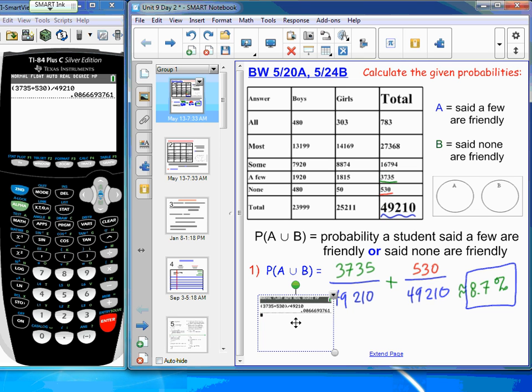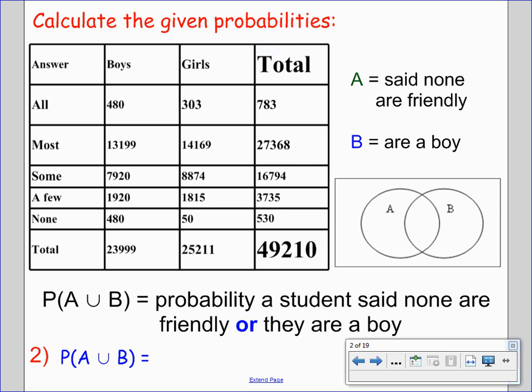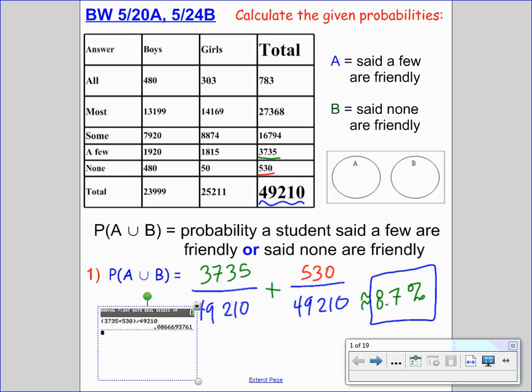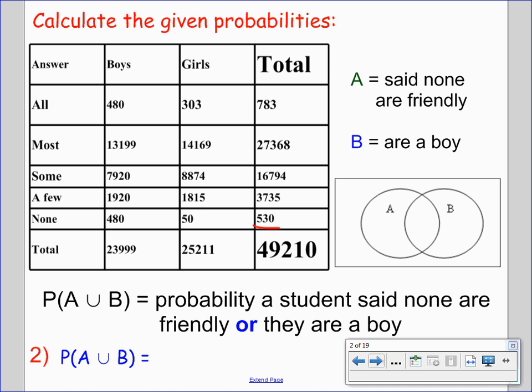All right. So what happens if my events are not mutually exclusive? We can refer to that as overlapping, informally. And so consider the second problem. That is the probability that a student said none are friendly or they are a boy. How are these events not mutually exclusive? How are they overlapping? Well, we still can figure out how many students said none are friendly. We find that, and it looks like the none are friendly is the same 530 as last time. The probability that said none are friendly is 530 out of my 49,210.